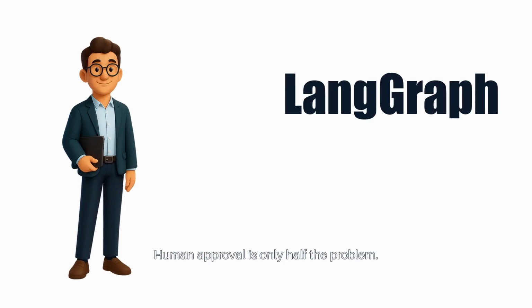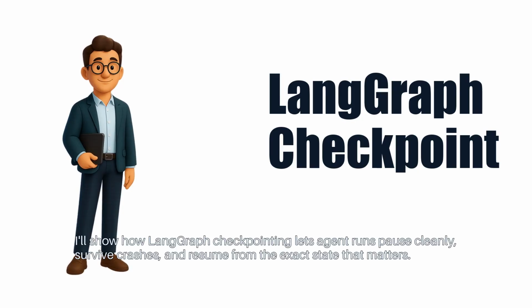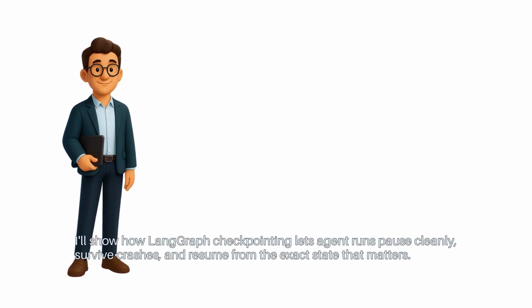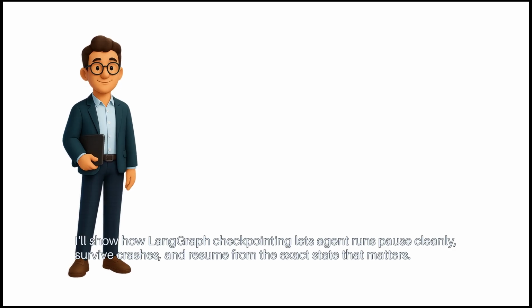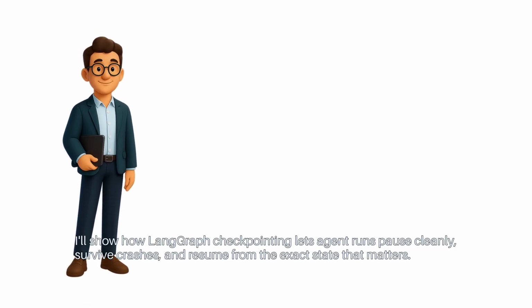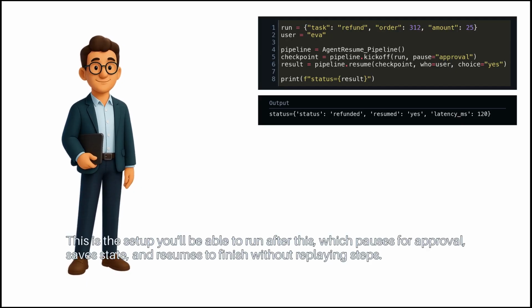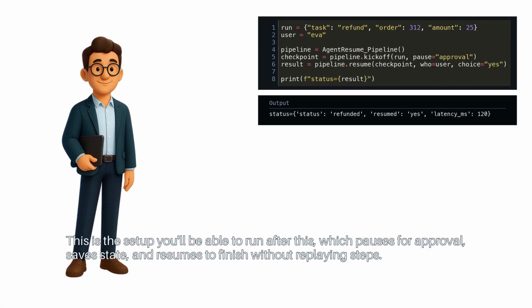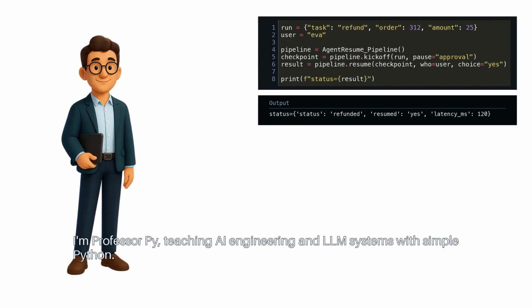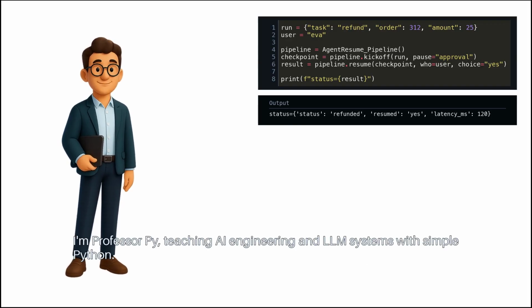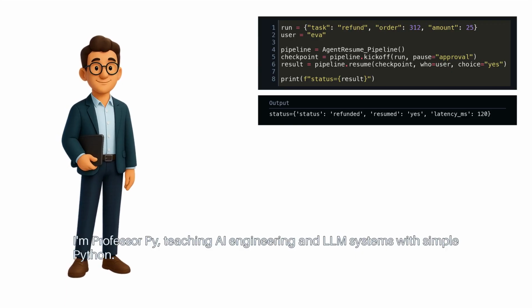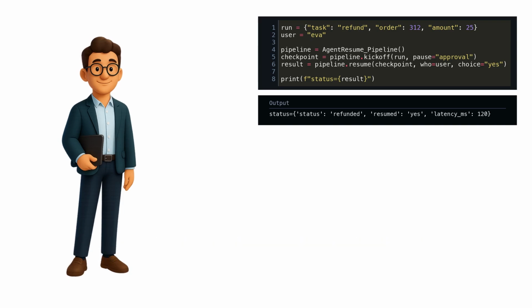Human approval is only half the problem. I'll show how LangGraph checkpointing lets agent runs pause cleanly, survive crashes, and resume from the exact state that matters. This is the setup you'll be able to run after this, which pauses for approval, saves state, and resumes to finish without replaying steps. I'm Professor Pi, teaching AI engineering and LLM systems with simple Python.